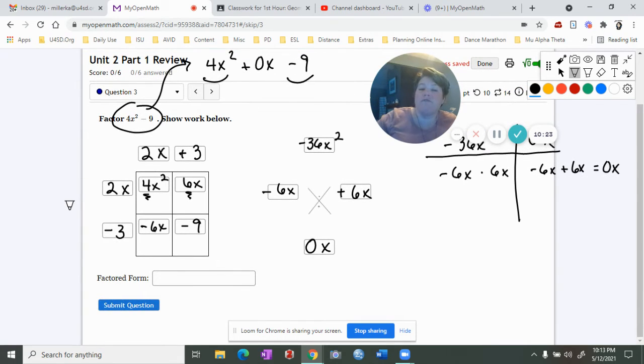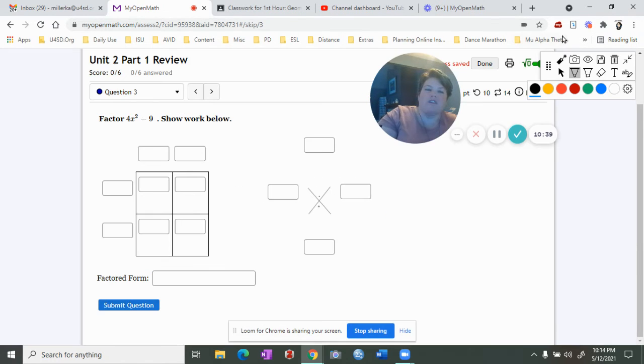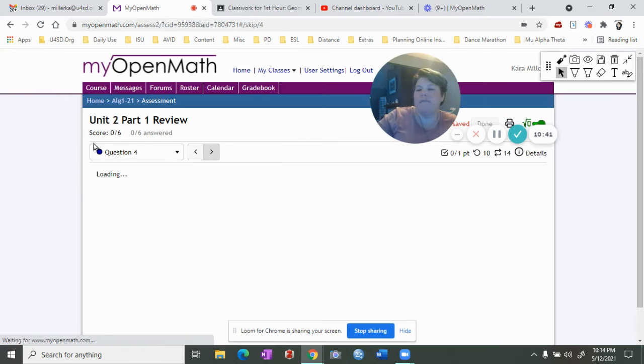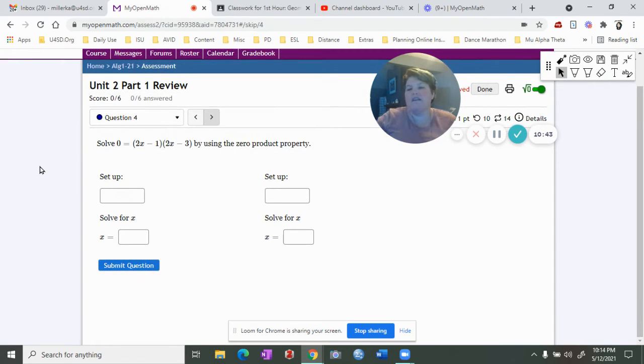So my factored form, again, is the left times the top. So the quantity 2x minus 3 times the quantity 2x plus 3. And that's my factored form. All right, let's look at question 4. So here, hands down, when we took this test, the most common mistake we saw was in the setup.